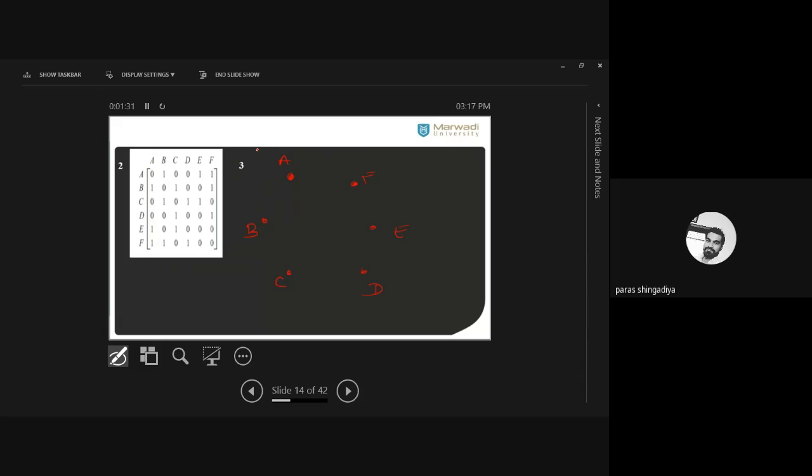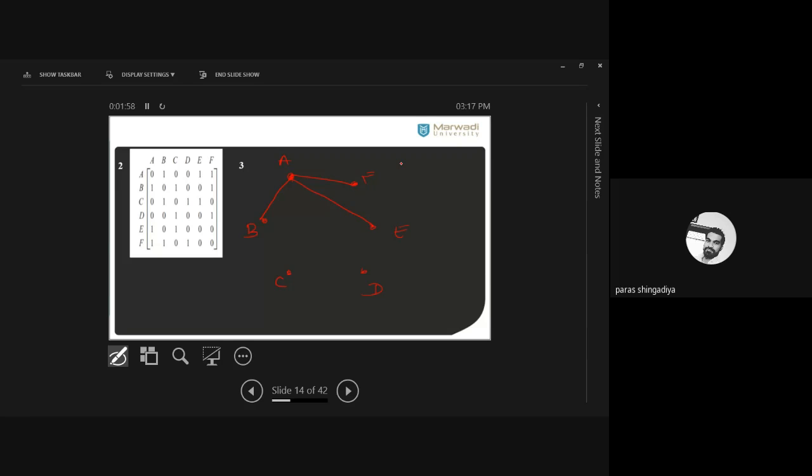In which places is the entry 1? At the places B, E, and F in the first row. So we connect 3 edges from A, to B, E, and F. Is it okay? A से आपको 3 एज बनानी है. किसके साथ कनेक्ट करनी है उसको? A to B, 1 edge, then A to E and A to F. Clear? That is from the first row.